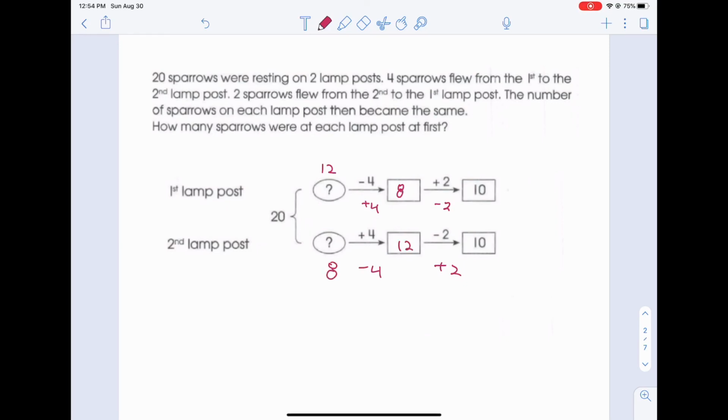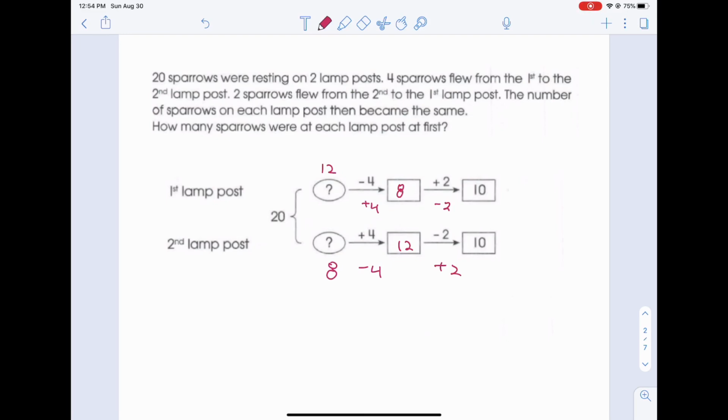And then we double check, right? What is 12 plus 8? Well, that's 20. Well, that matches up because we had 20 sparrows originally. And then we check our first lamppost, so 12 sparrows on the first lamppost. We know that it lost 4 sparrows, so now we have 8 sparrows. But then we gained 2 sparrows from the second lamppost, so now we have 10.